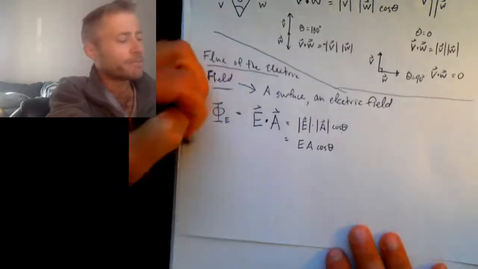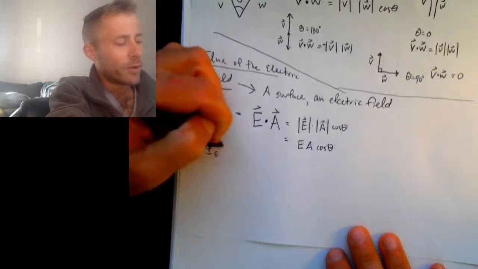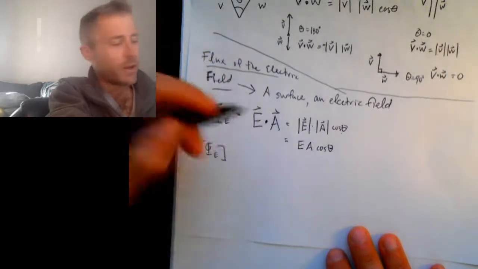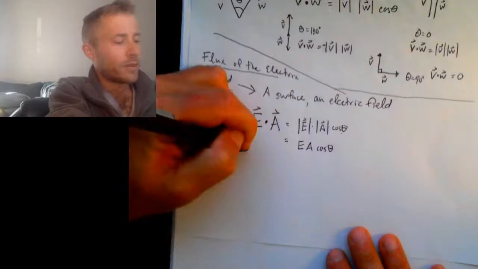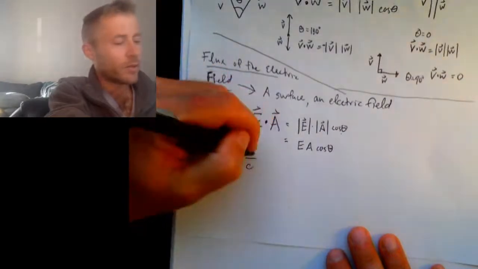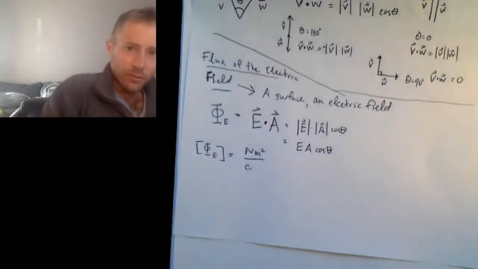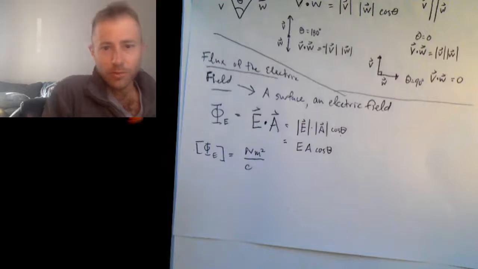The units of electric flux, well, it's an electric field times an area. So you have newtons per coulomb as the unit of electric field, and then square meters as the unit of area. So electric flux is measured in newton meters squared per coulomb.